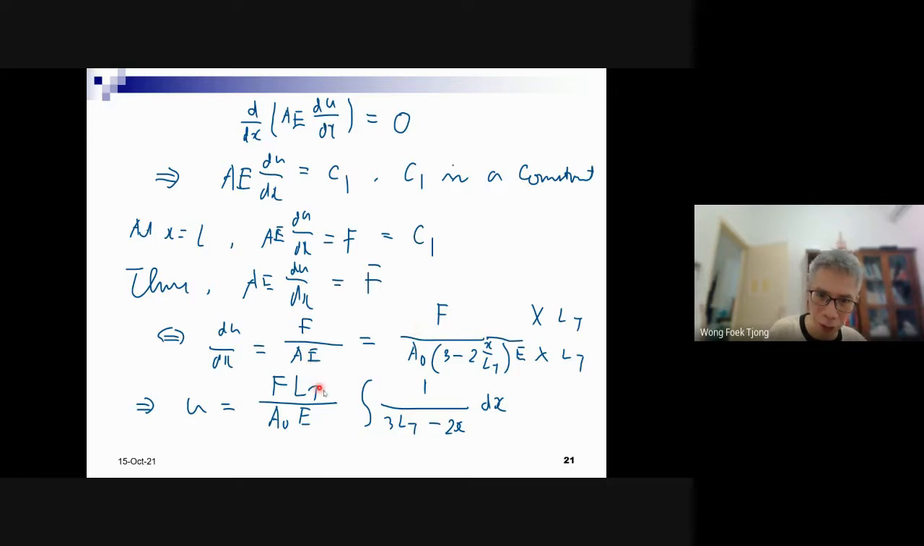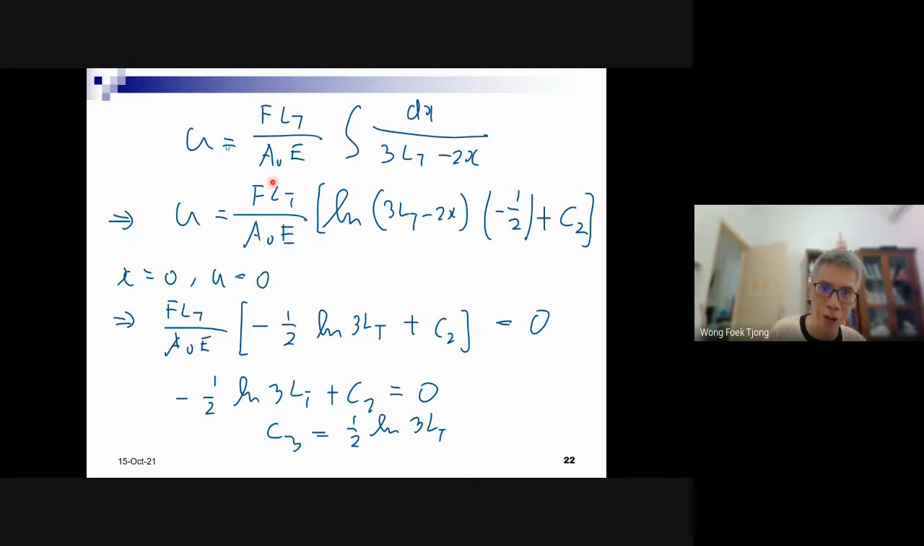LT is constant. We can put it outside the integral. du/dx is equal to this, so u is the integration of this. The integration of 1 over something is the natural log of this, times minus 1 over this one, plus another constant, the integration constant.